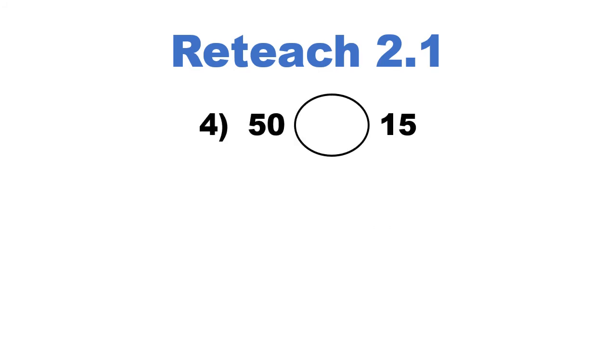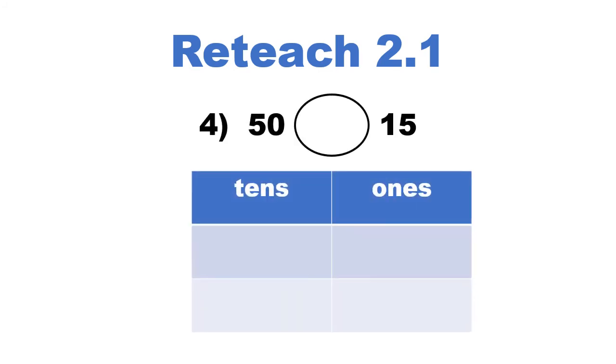Here's number 4, 50 and 15. Placing these in a place value chart, here is my 50, here is my 15. Now, we have to start with the greatest place, which in this case is the tens, so we're going to figure out which one of those numbers is greater. Yep, you guessed it, it's the 5. So go ahead and put the symbol that you think is correct into the circle for number 4, and then we'll check it in just a bit.